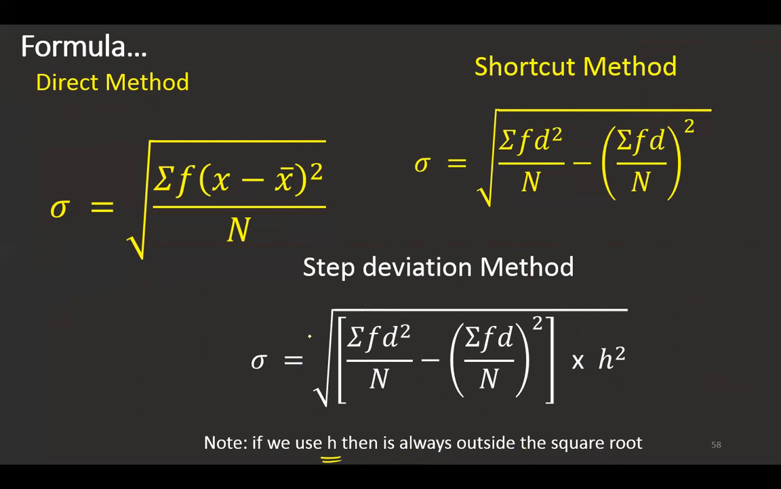Now if I want to rewrite this formula, I'll write sigma is equal to root of whatever it is here into h, which will be outside, or h should be inside. For our clarity, we are going to have it inside the square root, so there won't be any confusion. So we'll quickly move on to how to calculate the standard deviation in the direct method, shortcut method, and step deviation method for the discrete series.